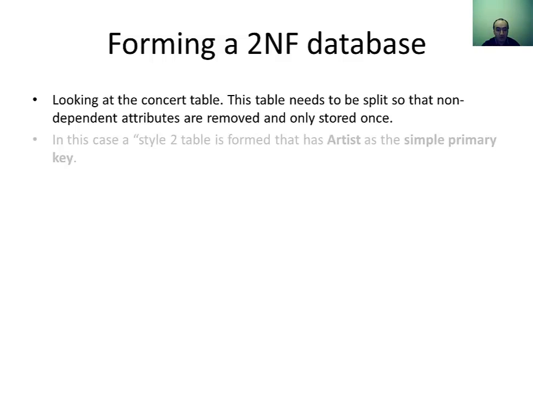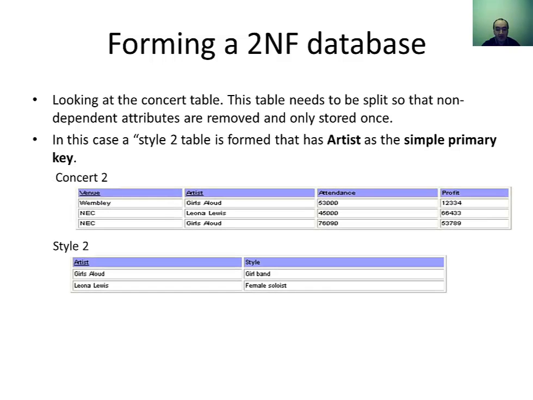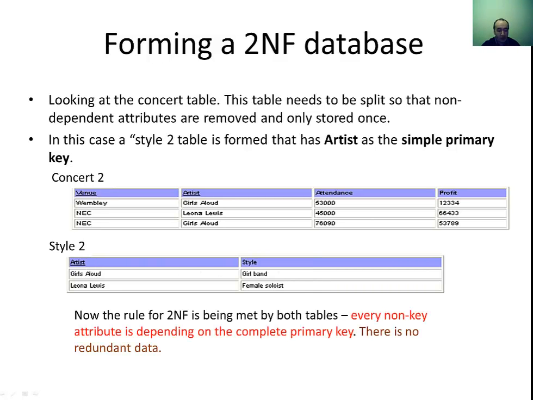and only stored once. In this case, a style table is formed that has artist as the simple primary key. Now the rule for second normal form is being met by both tables, i.e. every non-key attribute is depending on the complete primary key. There is no redundant data.